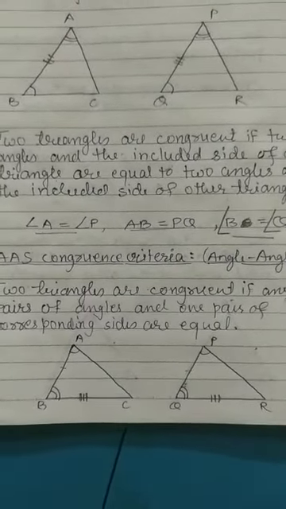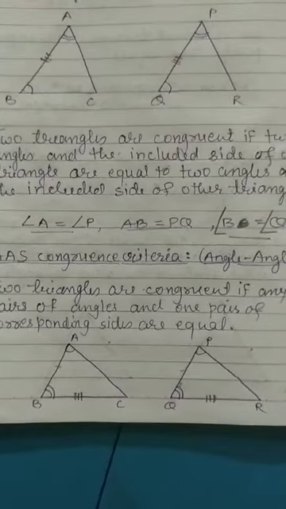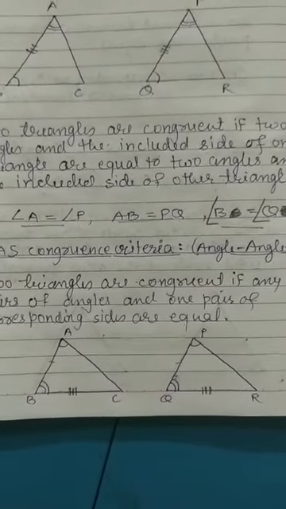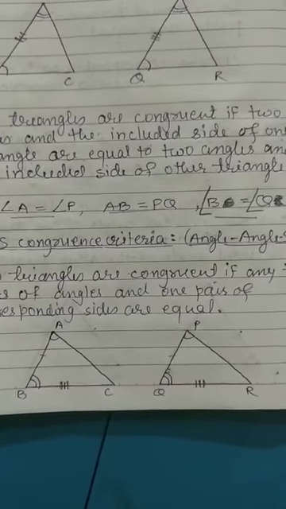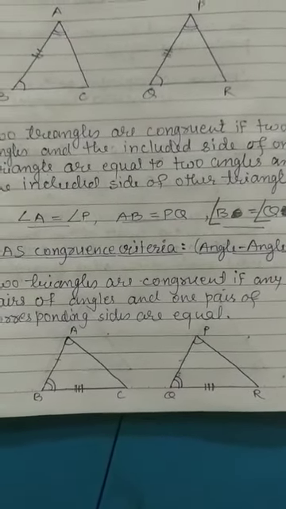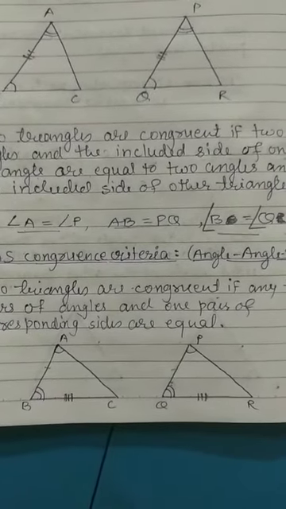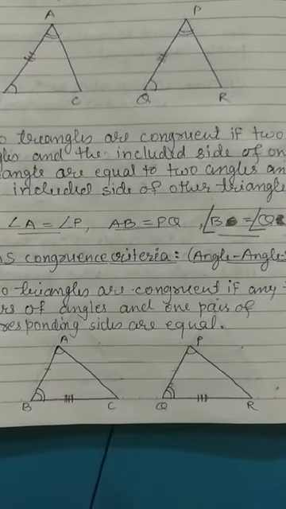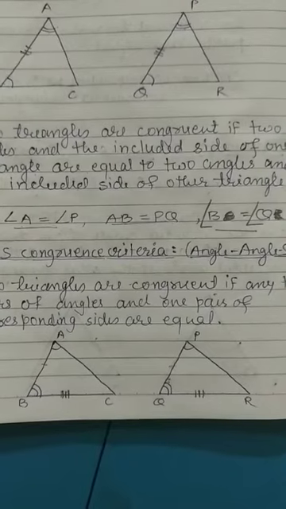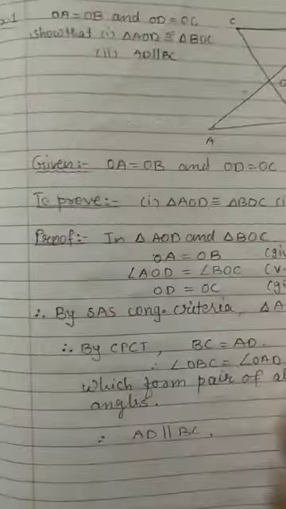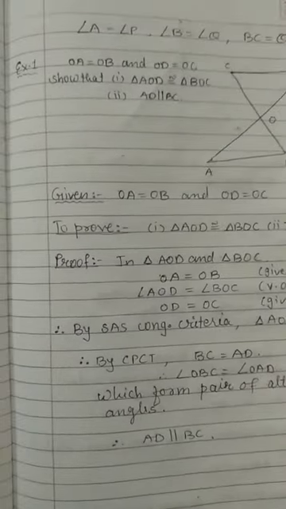So you have seen three criteria for congruency: SAS, ASA and AAS, right? Let us see some examples based on that. How can you do the sums with the help of these congruence criteria? Okay, see, example number 1.